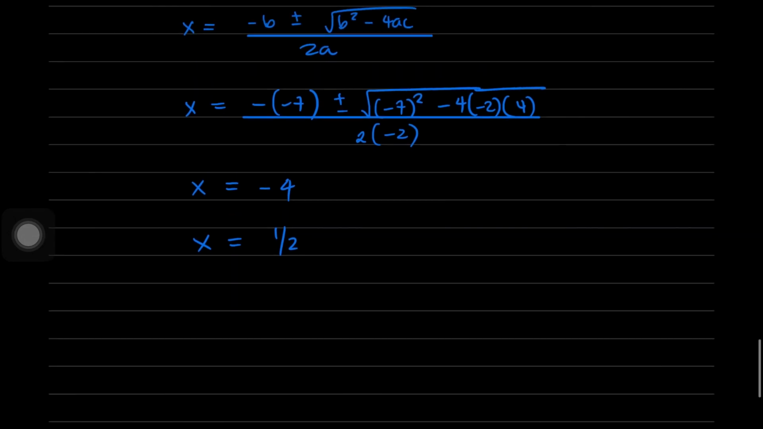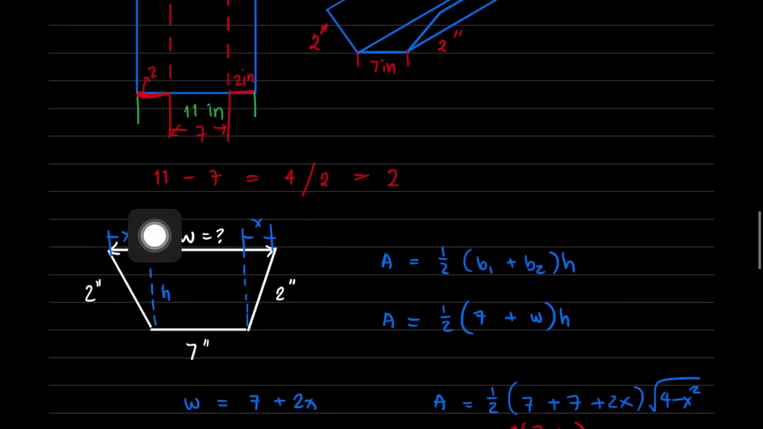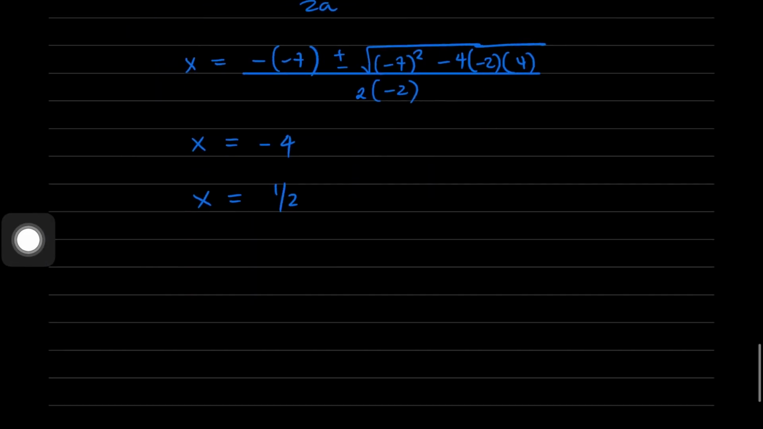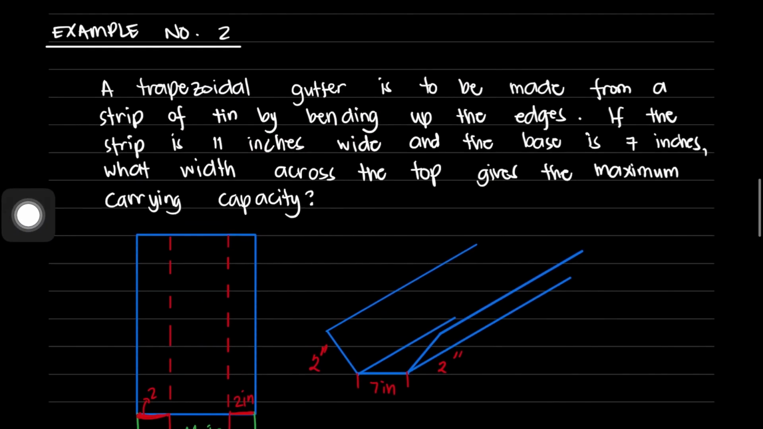Now, since we are talking about the dimension here, we're going to disregard x equals negative 4 because there is no negative dimension. And if we're going to disregard this one, then the value of x is equal to 1/2. Now, this is not yet the final answer because the final answer would be the width across the top that will give us the maximum carrying capacity of this trapezoidal gutter.